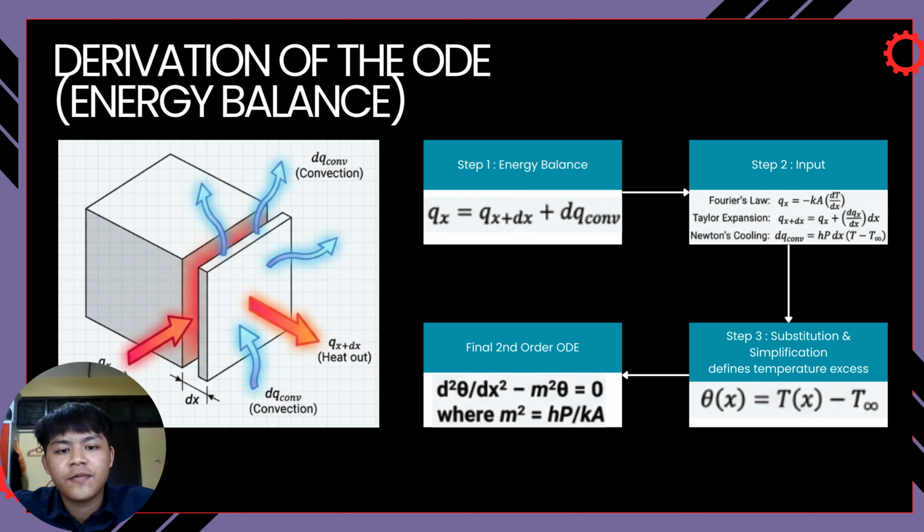After we simplify the equation, the Qx terms cancel and we are left with d square T over dx square equals hP over kA multiplied by T minus T infinity. And we define theta equals T minus T infinity, which means how much hotter the fin is than the surrounding air. We bundle the constants into m square equals hP over kA. That gives us our final equation, which is d square theta over dx square minus m square theta equals 0.